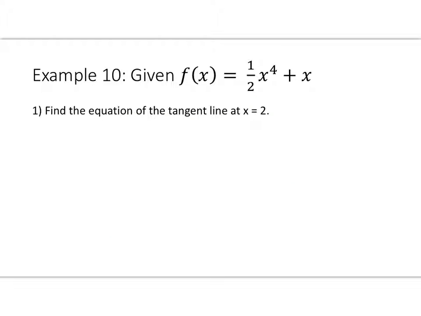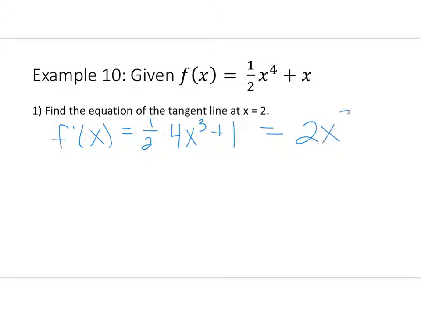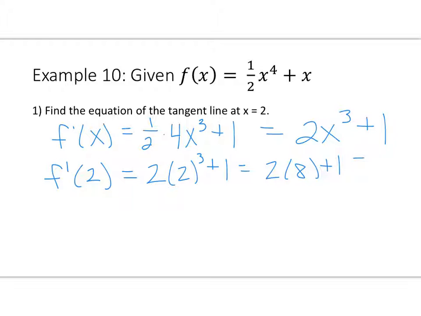All right, last example. It says given f of x equals 1/2 x to the fourth plus x. We want to find the equation of the tangent line at x equals 2. So the first thing I need to do is figure out what is my slope, find my derivative. So f prime of x is equal to 1/2 times 4x to the third plus 1. Clean that up, it becomes 2x cubed plus 1. So now we need to find the exact value of the derivative when x is 2, so I'm finding f prime of 2. So 2 times 2 to the third plus 1 is 2 times 8 plus 1, which is equal to 17. So now I know what the slope is.